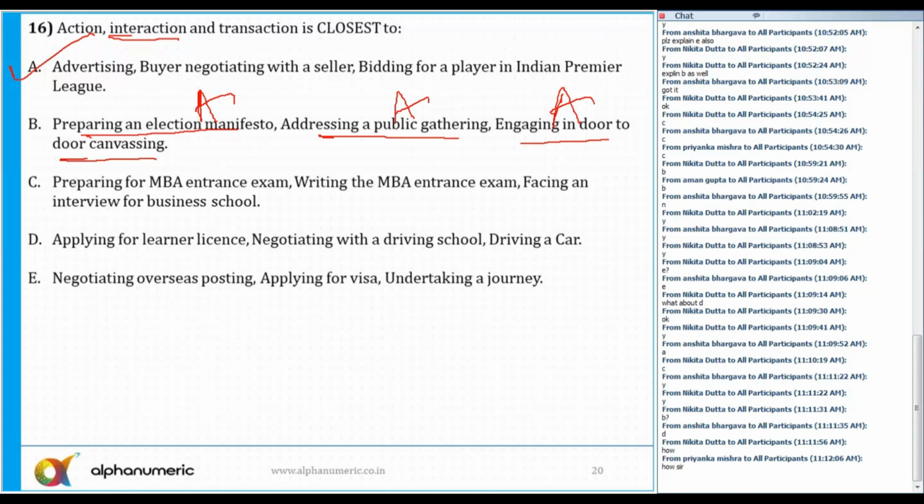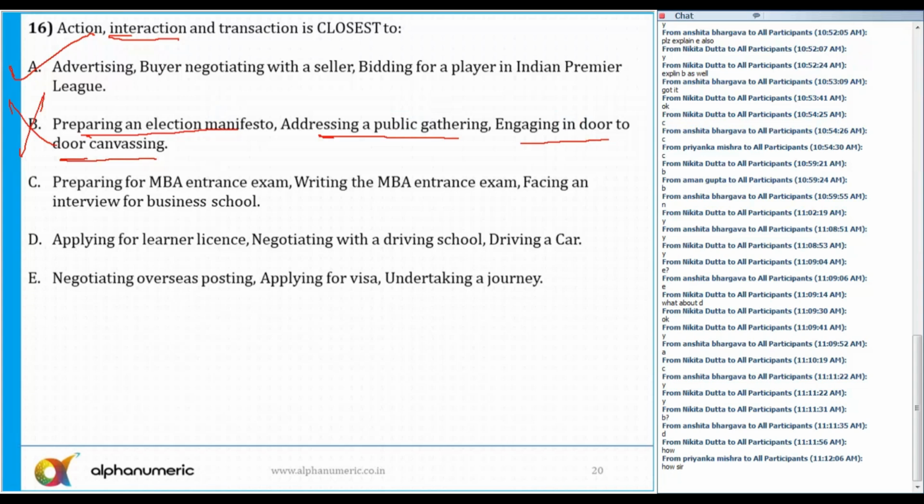So when you address a public gathering, where is the two-way communication? One person is speaking, everybody else is listening. When you engage in door-to-door canvassing, again, you are going door-to-door and you are speaking to people. People are not speaking to you. So where is the interaction? Number B is not right. Let us also look at number D.